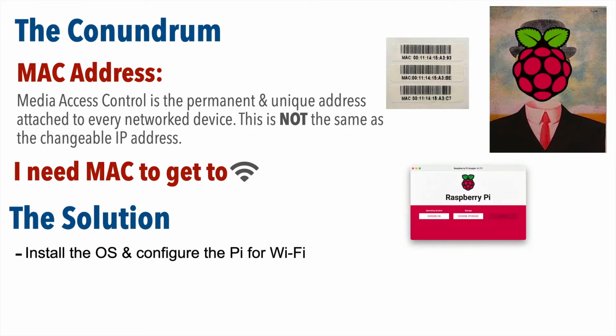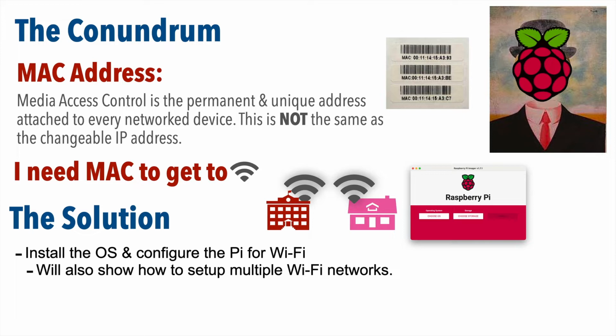We'll first install a fresh version of the Raspberry Pi operating system using the Pi Imager software, and we'll configure the Pi to use Wi-Fi when we've found the MAC address and we've registered that address and have had it approved on our network. I'll also show you how you can set up a Pi so that it can use multiple Wi-Fi networks. This is good if you're using a Pi, say, at school, but you also bring it home to use on your home Wi-Fi network.